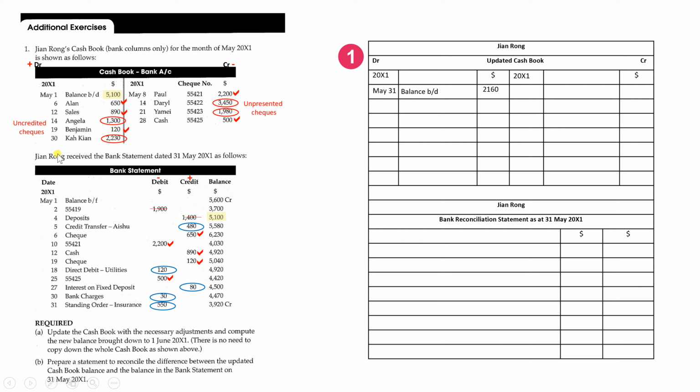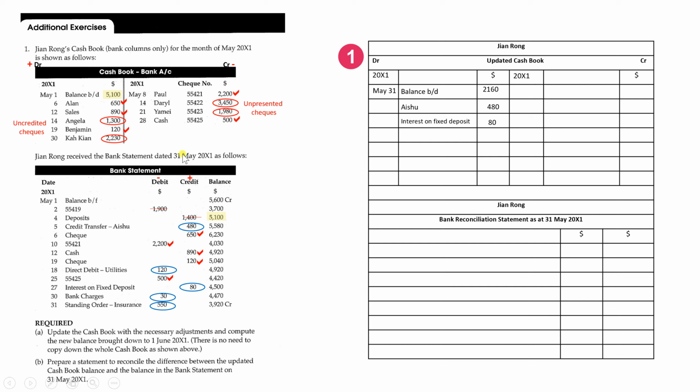Next, to update the cash book you need to compare the debit side of the cash book with the credit side. Whatever is on the credit side of the bank statement, you have to put it on the debit side of the cash book. So we will put it over here, 480. Then we write the details: 400 is an issue and 80 is interest on fixed deposit.